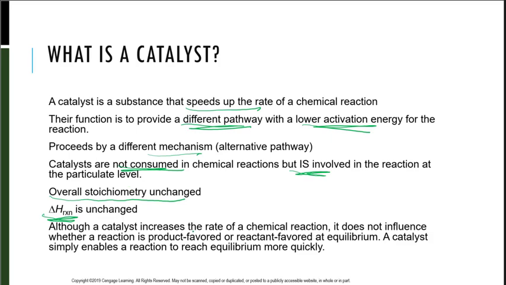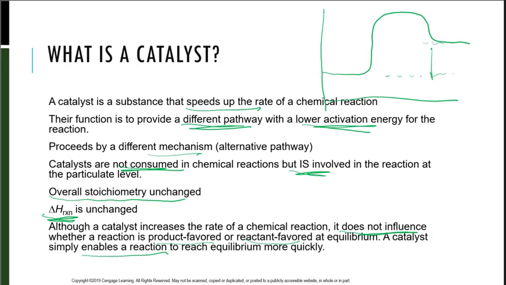Although a catalyst increases the rate of a chemical reaction, it does not influence whether a reaction is product favored or reactant favored at equilibrium. A catalyst simply enables a reaction to reach equilibrium more quickly. We looked at, let's say, an endothermic reaction where my delta H is positive, and a catalyst simply allows it to get there easier. It's a different pathway.